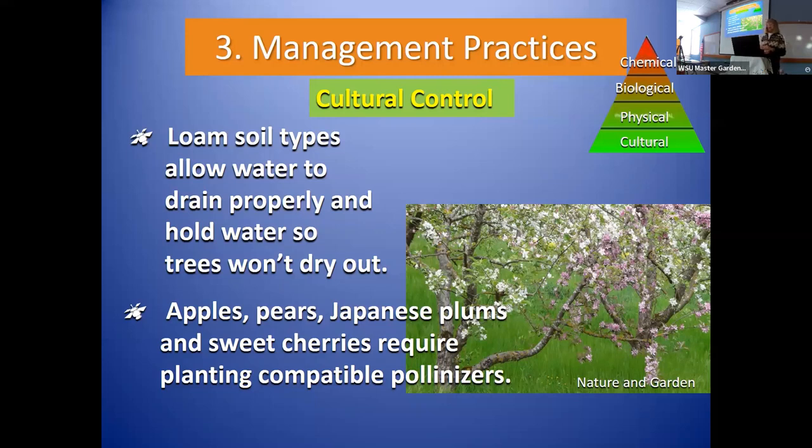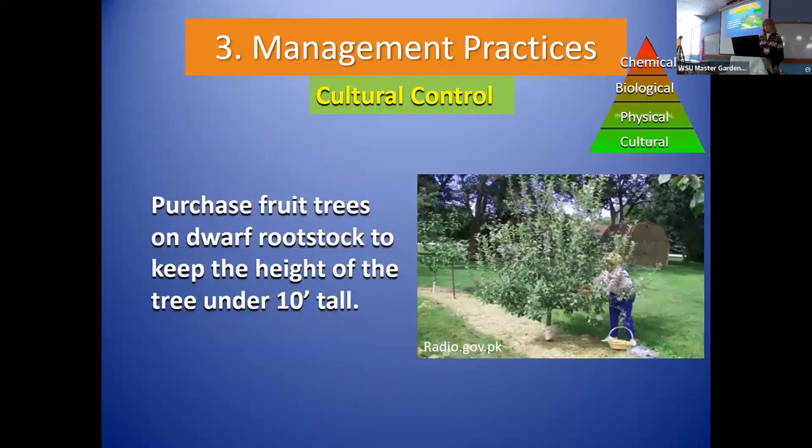Also remember, Jeannie mentioned cross-pollination, so just some examples of trees that need compatible pollinators. Pollinizers are apples, pears, Japanese plums, and sweet cherries. We also, Jeannie and Andrew mentioned purchasing fruit trees that are grown on dwarf rootstocks. So you want to try to keep the height of the tree 10 feet or less.